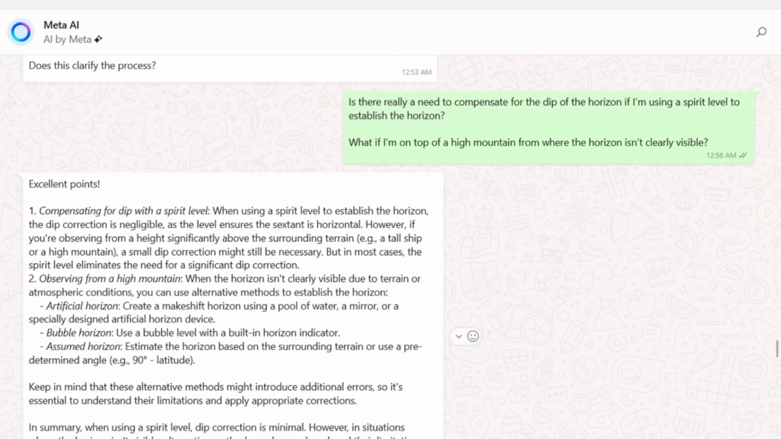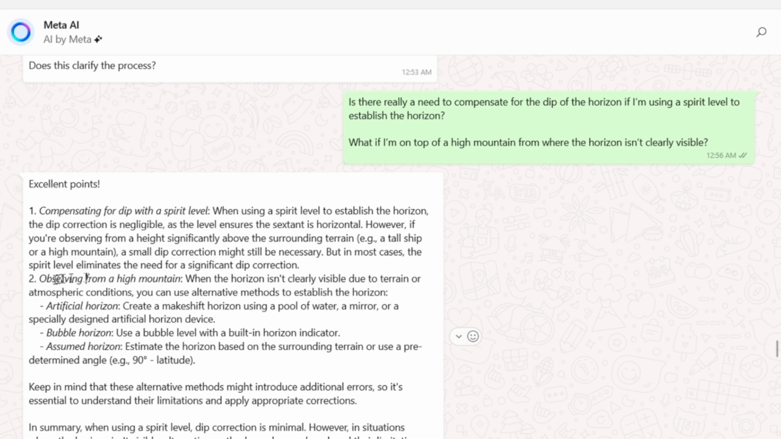Excellent points, AI answers. First, compensating for dip with a spirit level. When using a spirit level to establish the horizon, the dip correction is negligible, as the level ensures the sextant is horizontal. However, if you are observing from a height significantly above the surrounding terrain, for example a tall ship or a high mountain, a small dip correction might still be necessary, but in most cases, the spirit level eliminates the need for a significant dip correction.